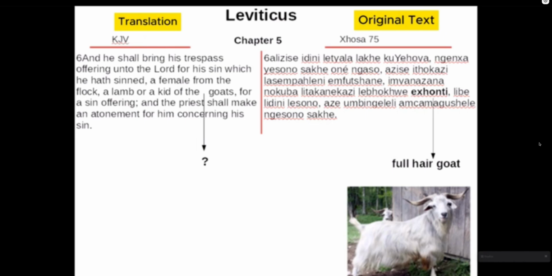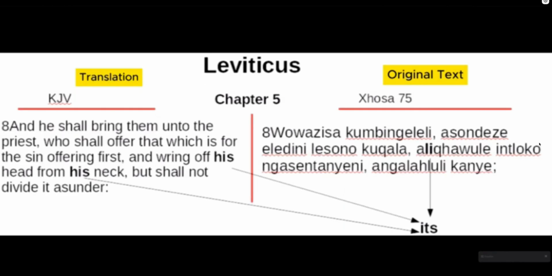But the English translation, they took it out, completely took it out, the full hair, but they just said the goat. That's it. Let's look at the next one. The li means it's, right? Not a person. You don't sacrifice a person. His refers to a person. You do not sacrifice a person.